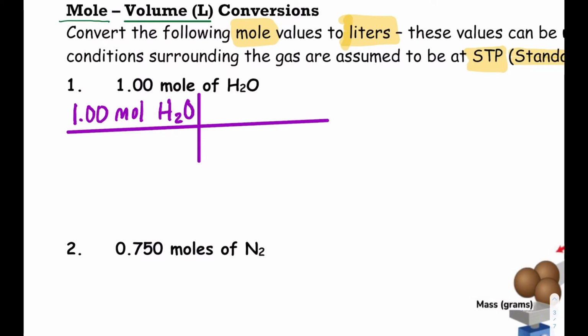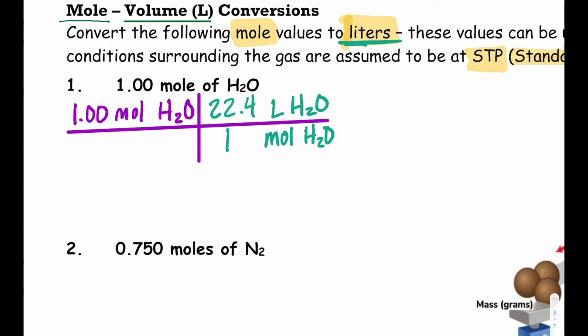Since we're given moles to start with, we know that that is the unit that we need to cancel out. So we're going to put moles in the denominator of our setup. And because we're being asked to convert to liters, that is the label that we'll put in our numerator. The conversion factor would be 1 mole equals 22.4 liters.